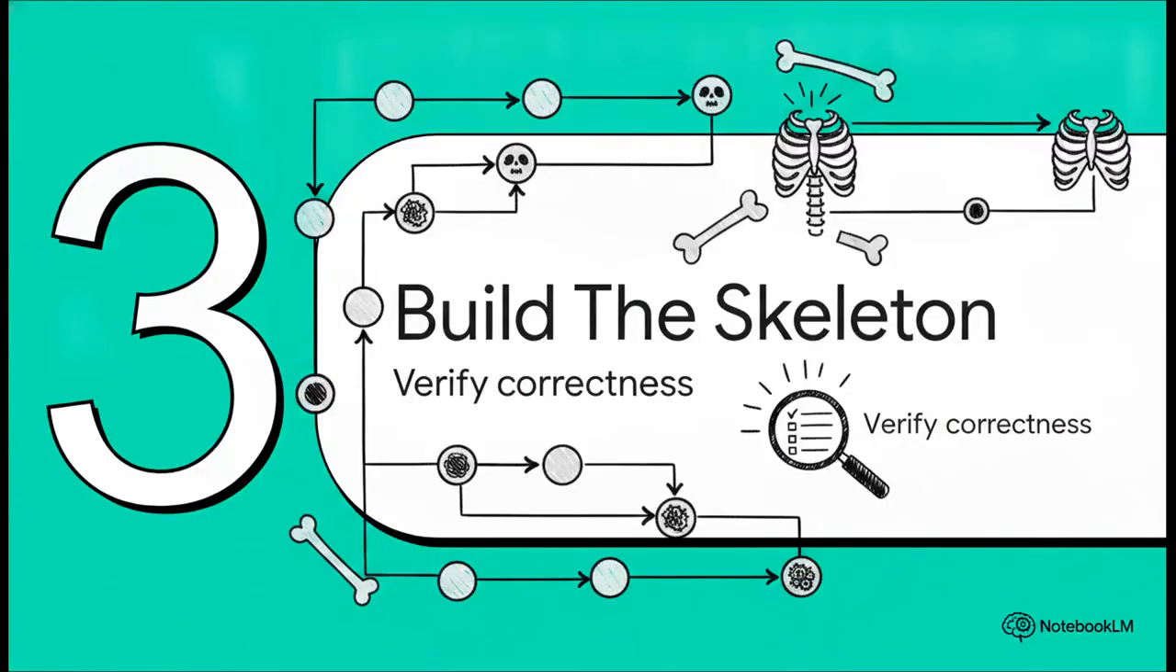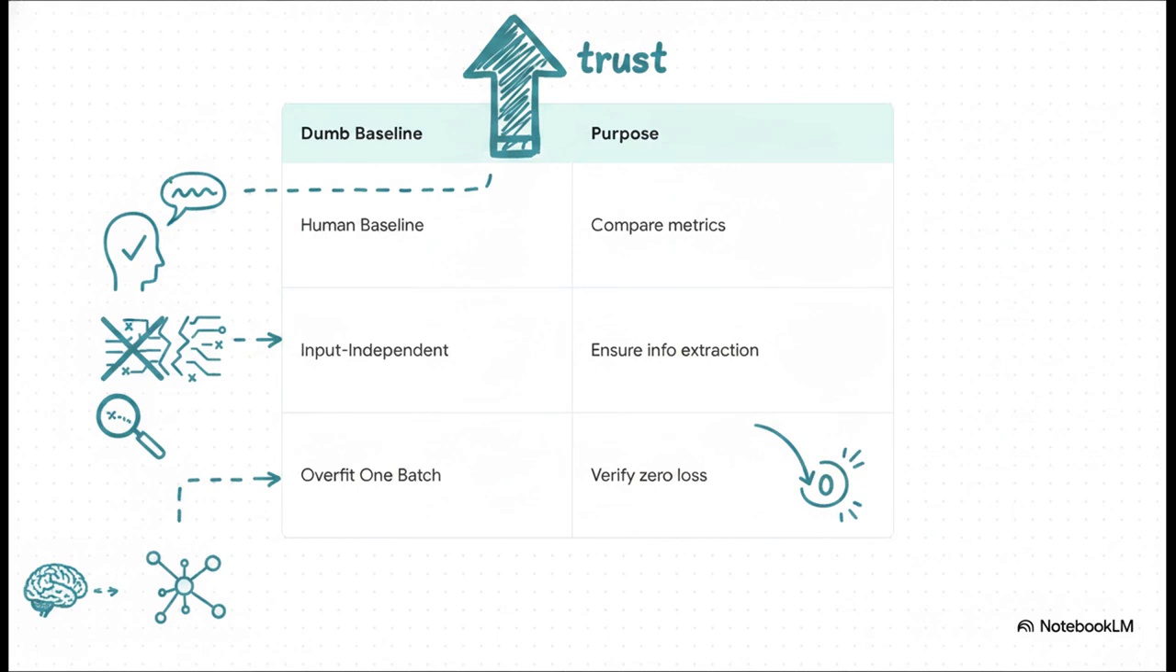Okay, section 3, step 2, build the skeleton. Now that we're basically one with our data, we systematically set up our end-to-end training and evaluation pipeline to really gain trust in its exact functionality. And this brilliantly illustrates exactly how we build that trust. We use what we call dumb baselines.